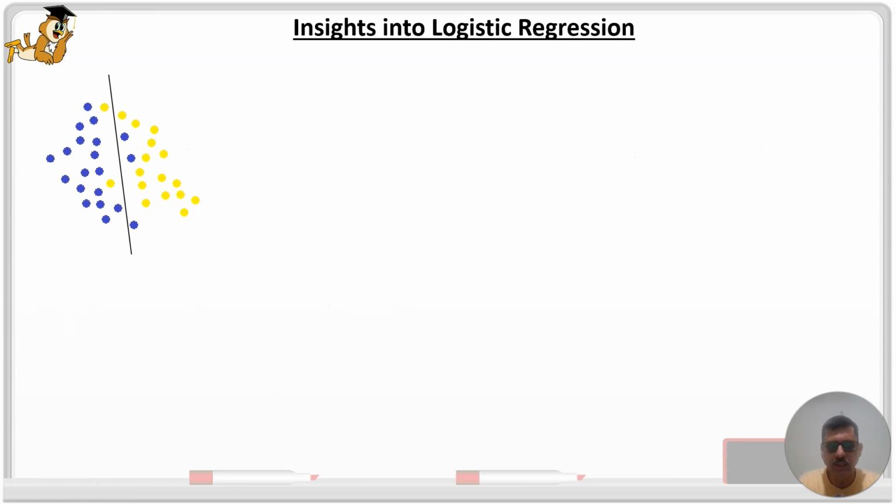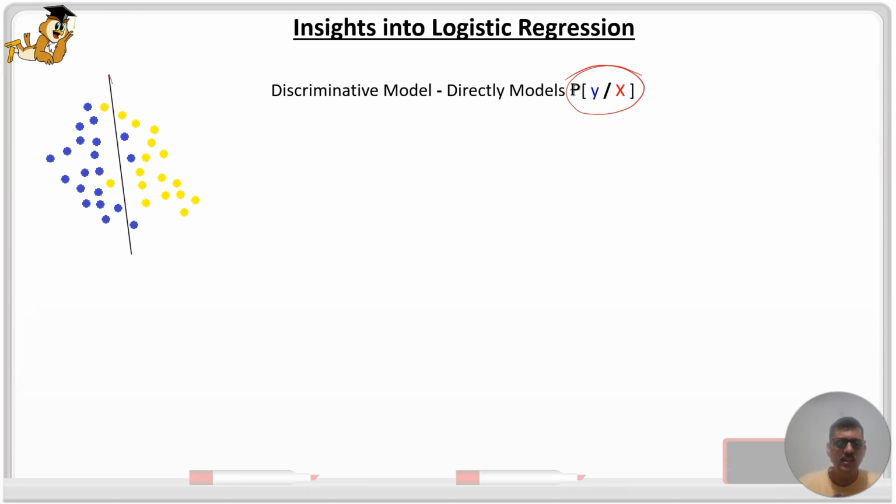Insights into logistic regression. What we have done is we have created a discriminative model. It's not a generative model, because we are directly trying to model the probability of y given x, right? We are trying to find a linear separator that directly tells you whether the input should be classified into this class or this class, depending upon whether P evaluates to greater than 0.5 or less than 0.5. So it's a discriminative model.